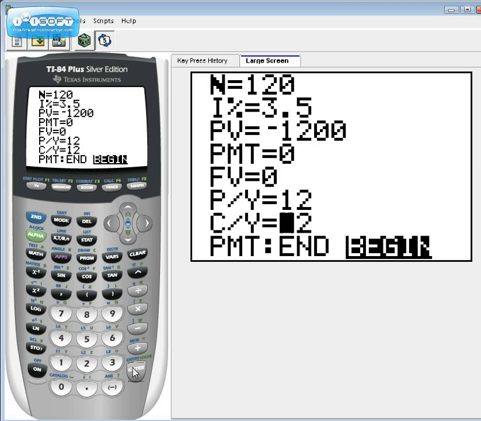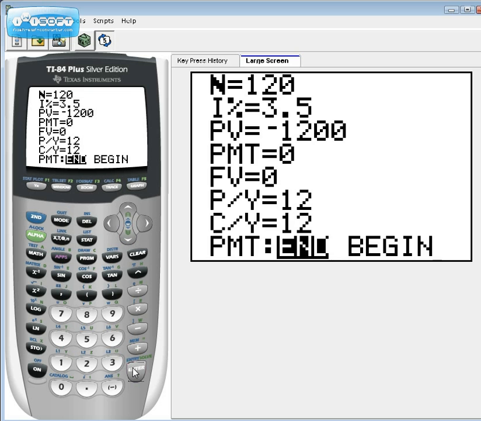P/Y and C/Y stand for payments per year and compoundings per year. So usually this is 12, but you can change this to anything else that you want. And we need to have this set at END. This changes whether the compounding is done at the end of the month or the beginning of the month. And for ordinary annuities, it's always at the end of the month. And so that will have a nice effect when we put a payment in here.